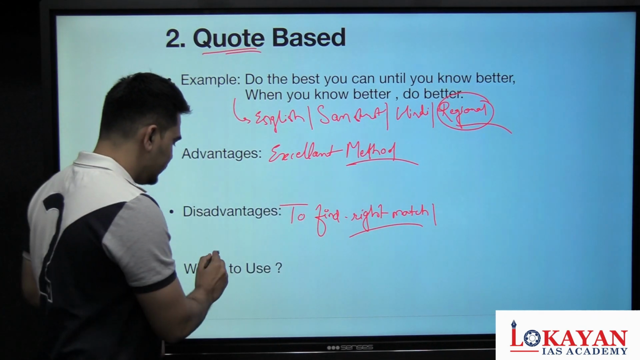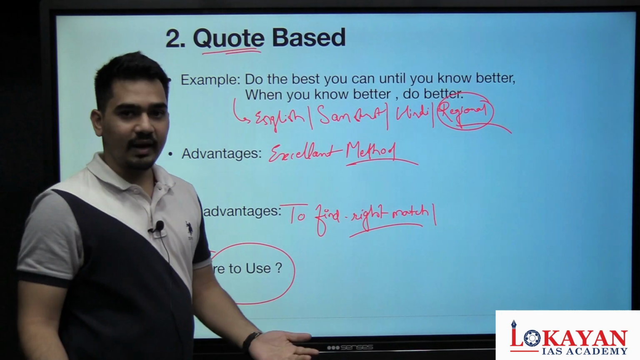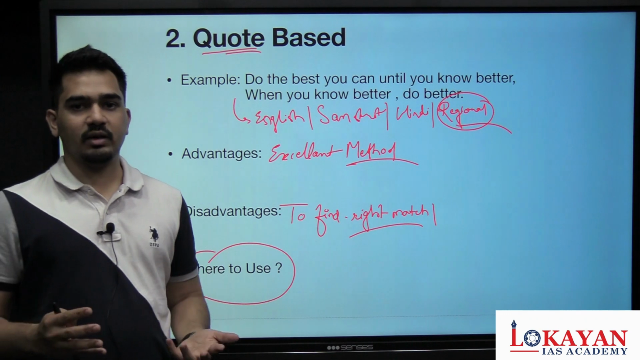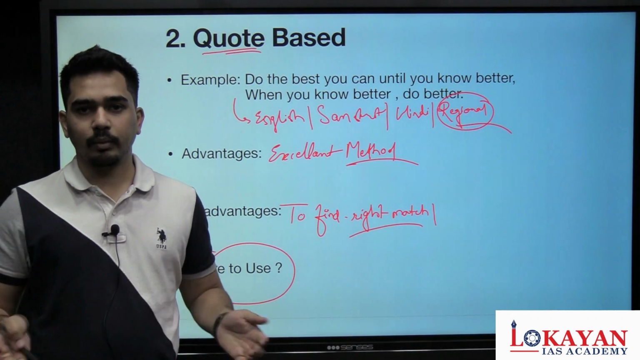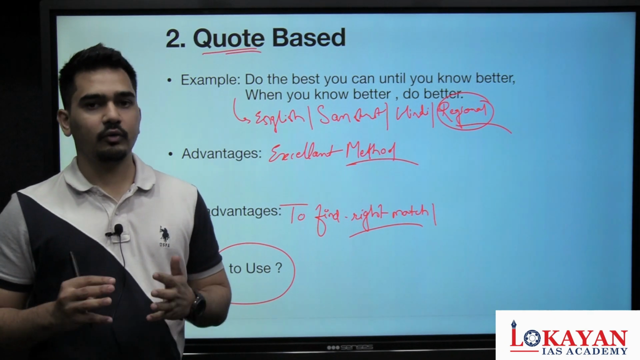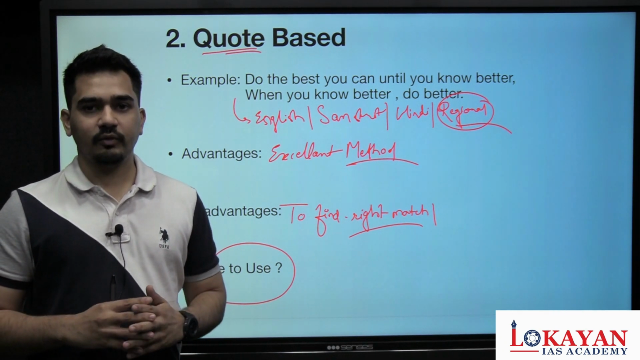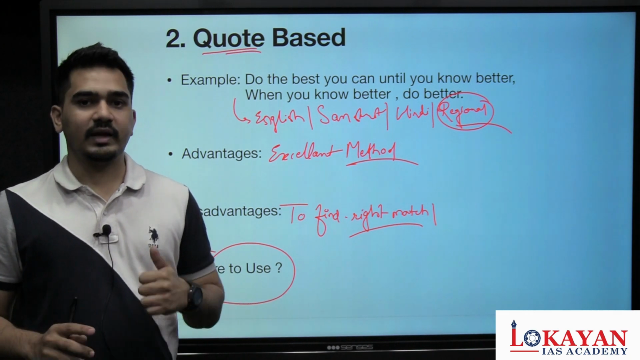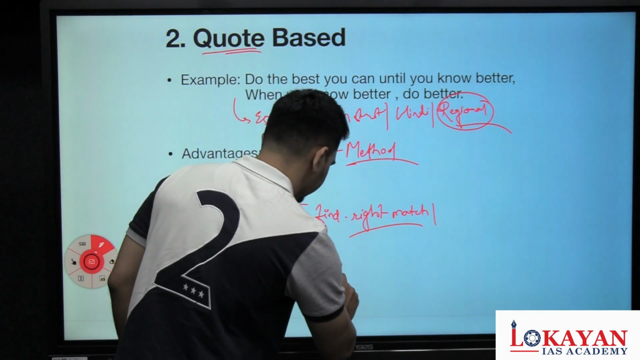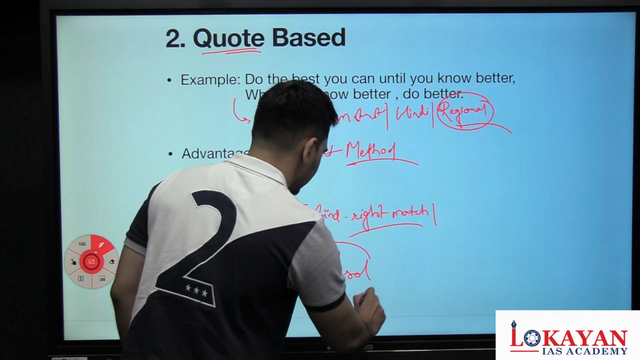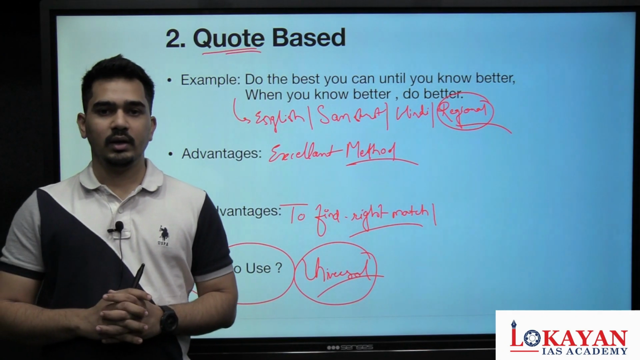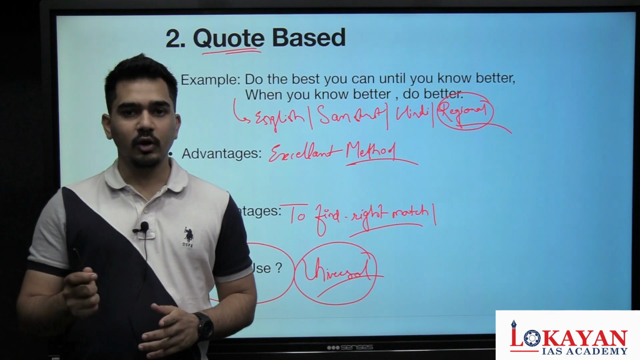Now where to use it is very easy. You have a relevant quote, you have a relevant topic, so if it's a perfect match, you can use it in any topic, be it technical, philosophical, any topic that you have, you will be able to find decent quotes, and if it matches perfectly, there is universal application. So that's one of the major advantages as well, it is universal. Okay, so this is it about the quote based method. Now let's move on further.